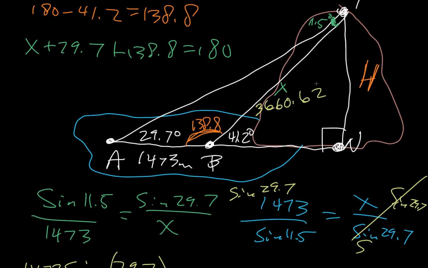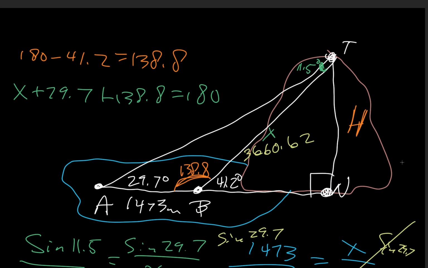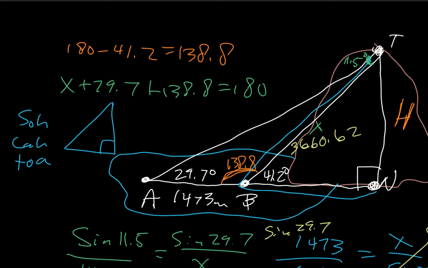And what we're going to do now is just use some right angle trig. If we're looking at SOHCAHTOA, we're looking just at this triangle. So I'm going to redraw it. We're just talking about this little triangle right here. So we have h, which is what we're interested in. We have 3660.62, which is the hypotenuse. And we have 41.2 degrees.